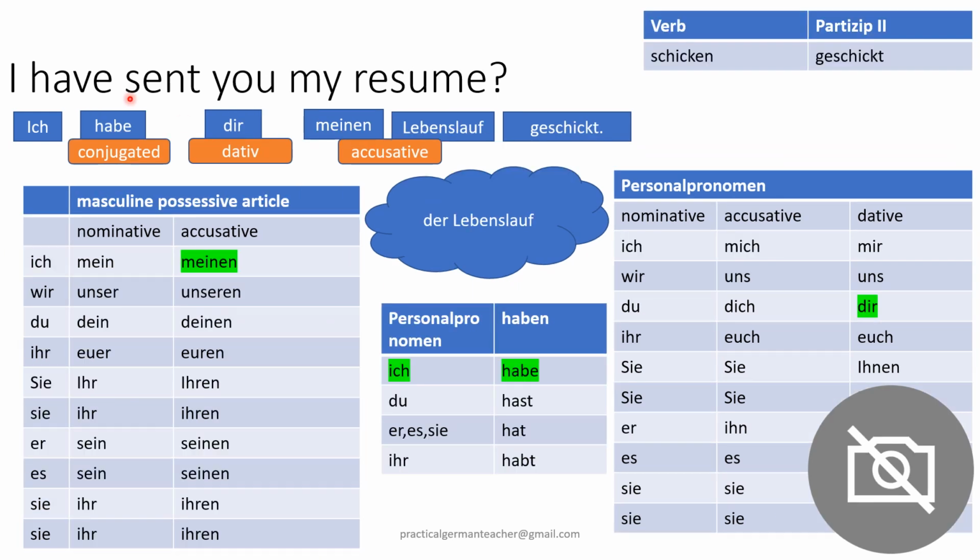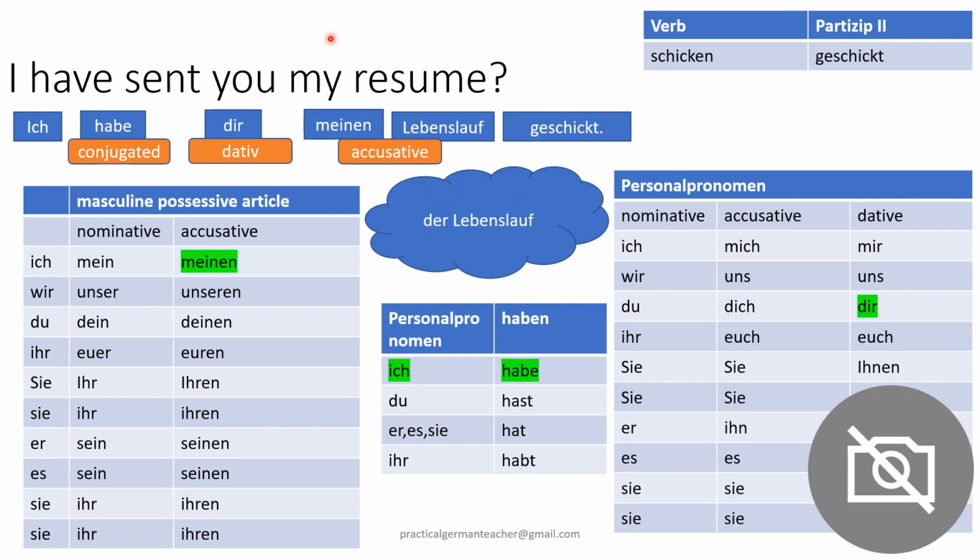Next sentence is quite easy. It's the same sentence, but instead of forwarding, the verb is to send, and instead of email, it is a resume. So what changes here is the verb: you need to know the verb for to send in its Partizip zwei form, that is schicken becomes geschickt. So ich habe dir, because this is the indirect object. The direct object is resume, that is Lebenslauf. It's der Lebenslauf, masculine. It will be accusative.